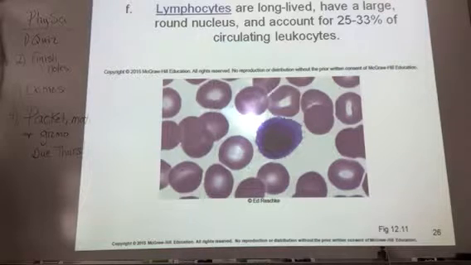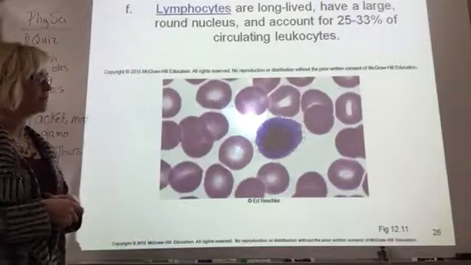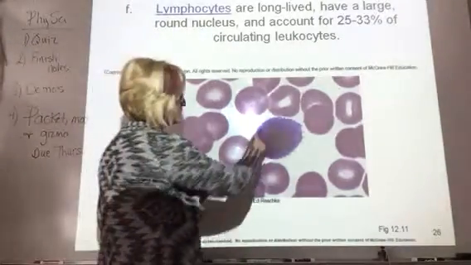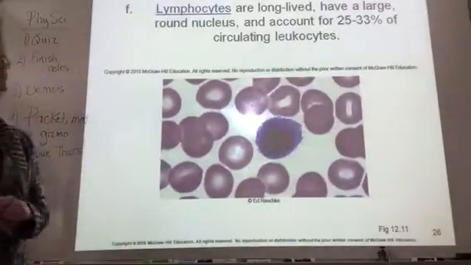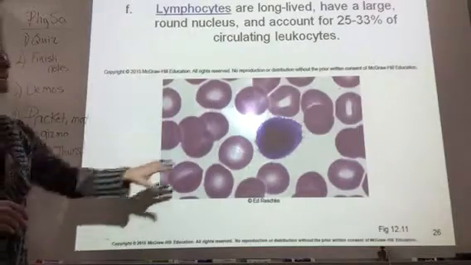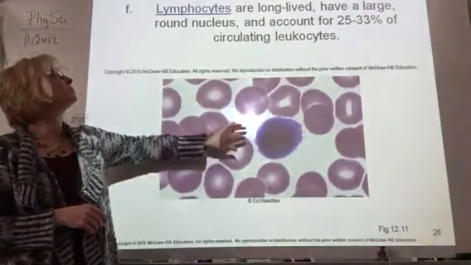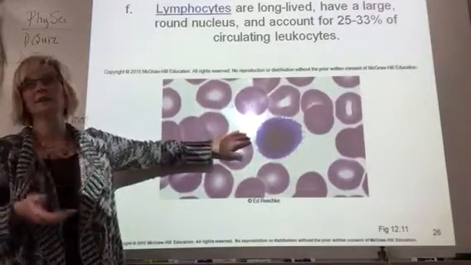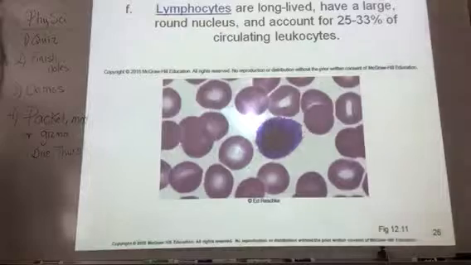Lymphocytes do live the longest out of all of them. And they have a huge nucleus. That's the easy way to find them. The nucleus is going to take up almost the entire cell. So lymphocytes, large, round, and this is the second most common. So lymphocytes, 25 to 33%. This is the second most abundant type of white blood cells.